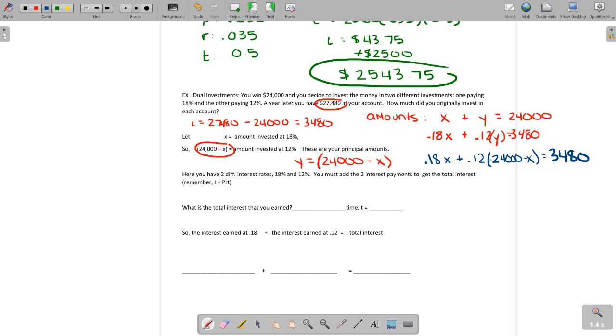Okay, so then we're going to work this out. So we're going to go 0.18x plus, so we go 0.12 times 24,000. Let me go ahead and get that calculator.